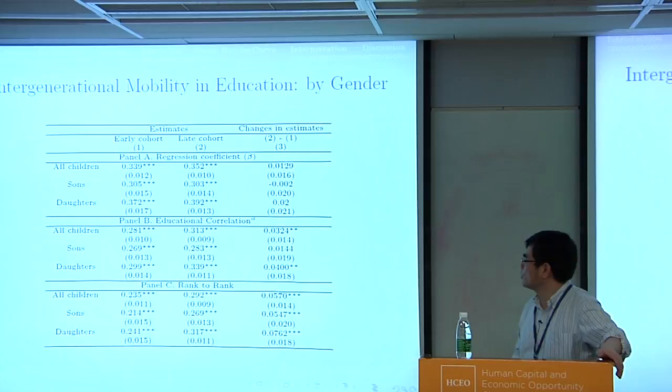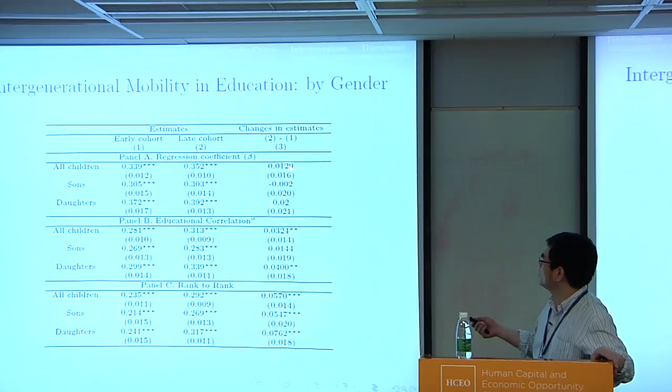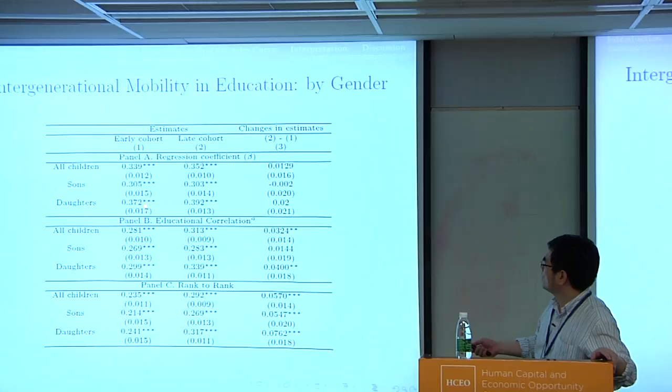Again, let's look at the regression to make sense of it. Here we see the earlier cohorts, all with the same regression coefficients. The difference is positive, implying intergenerational mobility is going down. For sons, in terms of education, the change is very little, basically not much change and not different. For daughters, 0.37239, so it's going up, which means intergenerational mobility is going down.